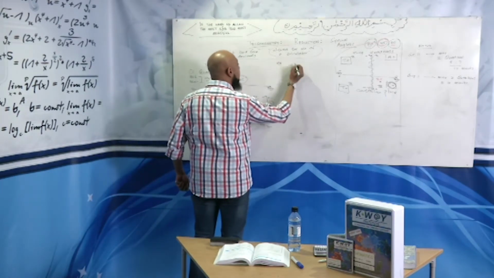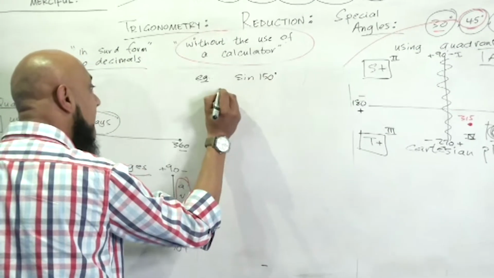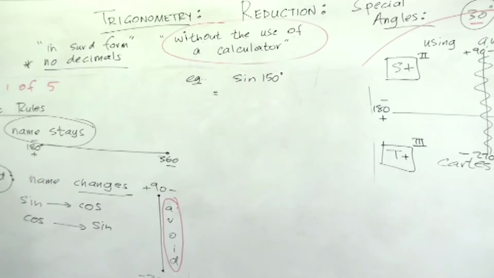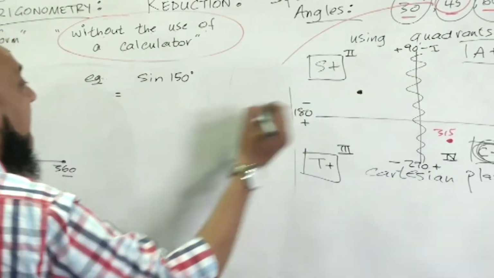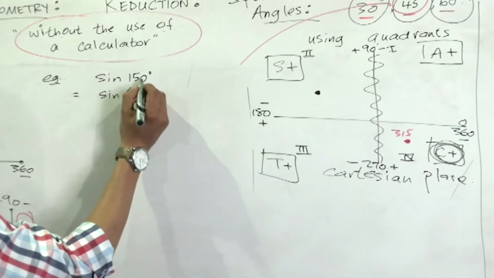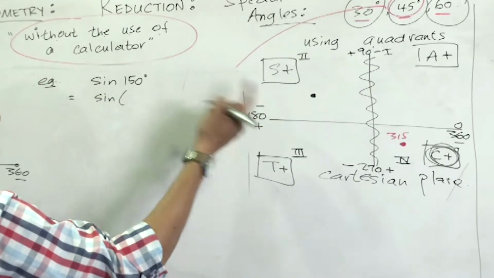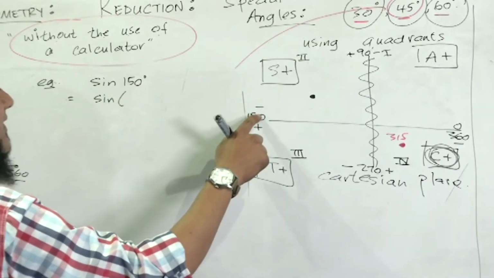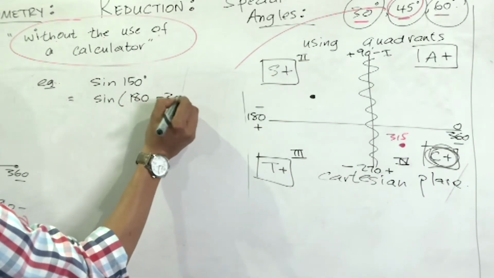Here goes. I tell you sine 150 degrees. Sine 150, we know 150, that's 90, that's 180. That means the angle lies there. So it goes sine. Do I say 90 plus 60? Because 90 plus 60 will give me 150. Or do I say 180 minus 30? Yes, you are right. We say 180 minus 30.